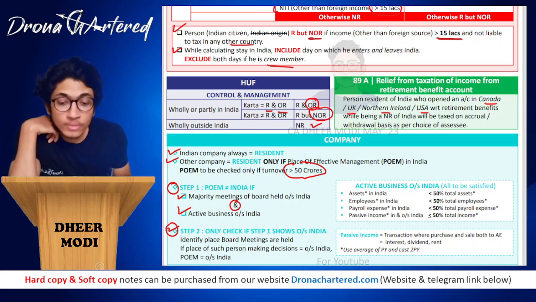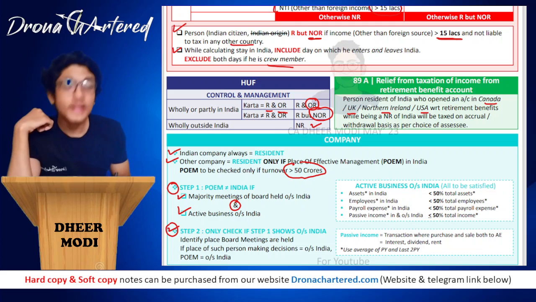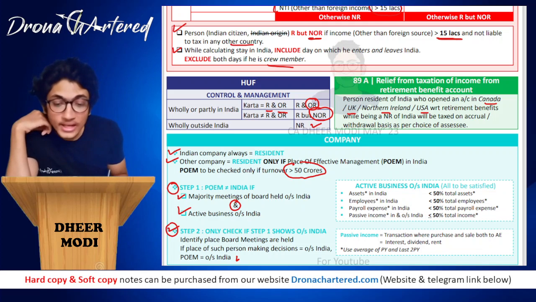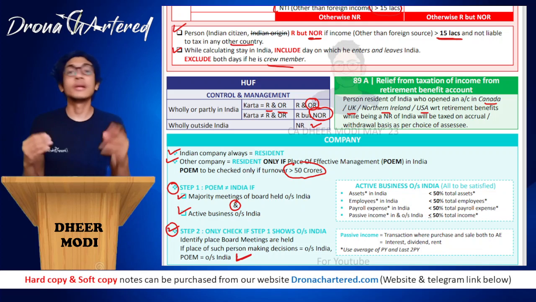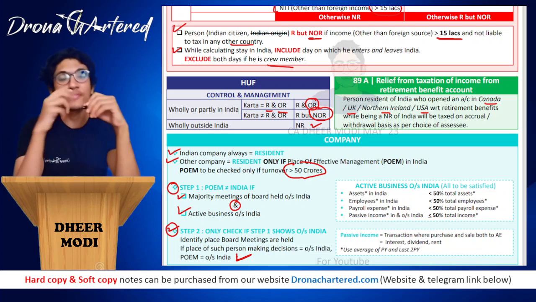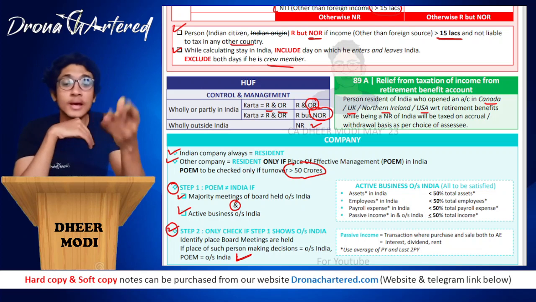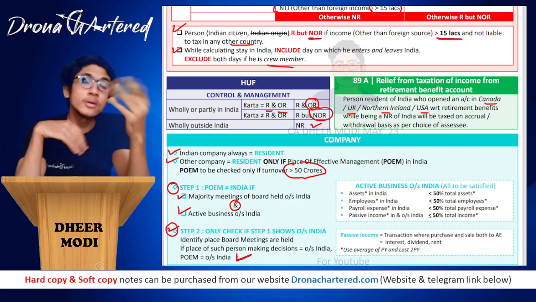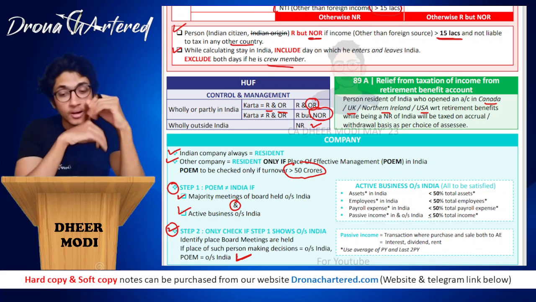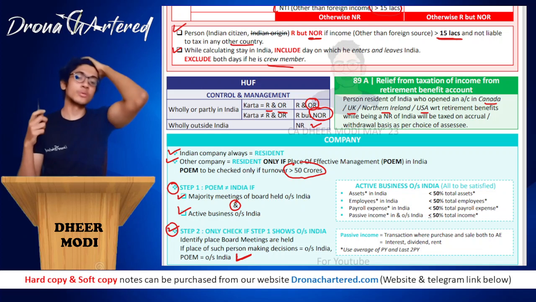Identify the place where board meetings are held. If the place of the person making decisions in the board meeting is outside India, only and only if the place of such person is also outside India, only then we will consider that yes, your POEM is outside India, you are not a resident of India. So you have to satisfy two steps. First of all, in step one, there are two conditions. You have to satisfy both of them. Only then we will consider you as outside India. And second is that the person responsible during the meetings should also be outside India. Only then will we consider that your POEM is actually outside India.